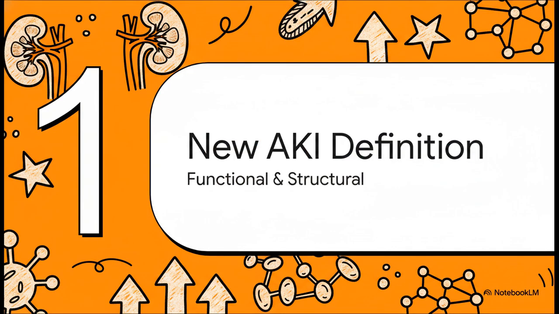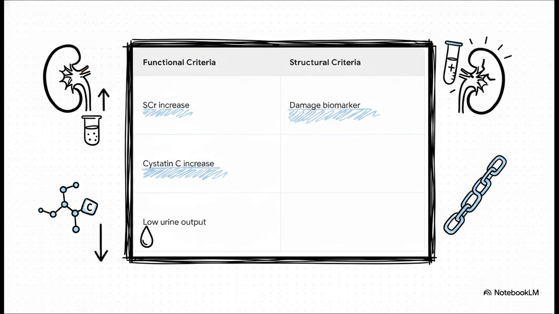The new AKI definition. Let's start with this diagnostic overhaul and exactly what these new criteria look like. What's really fascinating here is the addition of cystatin C and structural damage biomarkers, right alongside our usual creatinine and urine output markers. Cystatin C is a total game changer because, unlike creatinine, it isn't tricked by a patient's muscle mass. The guidelines now strongly suggest using it when creatinine might be less than accurate. Plus, if you detect an elevation in a validated kidney damage biomarker, that alone now fulfills the structural criteria for an AKI diagnosis. No waiting required.